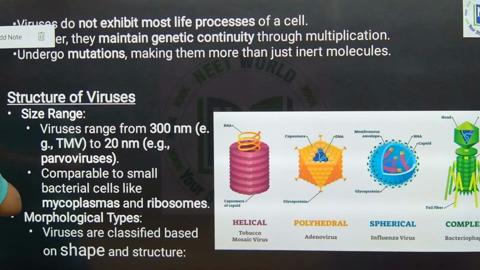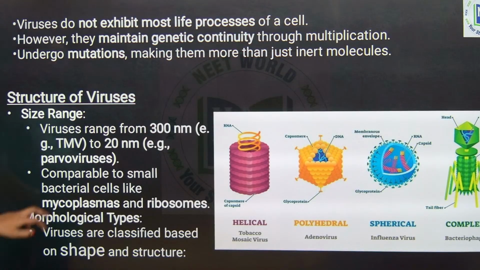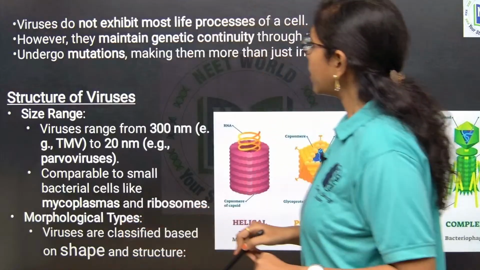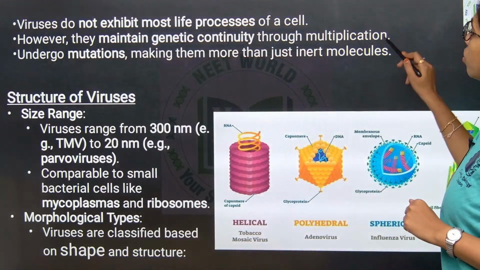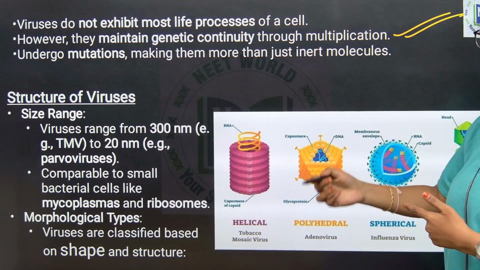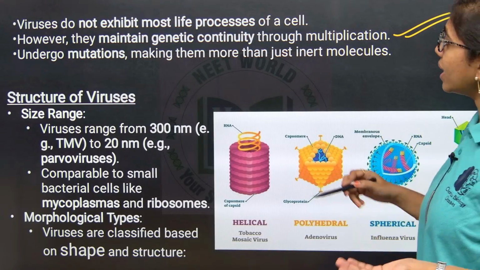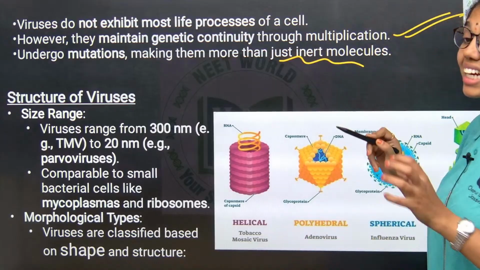Viruses do not exhibit most life processes of the cell. Okay, that is why they are not termed as living cells. However, they maintain genetic continuity through multiplication. Through multiplication, they will maintain the genetic continuity. They will undergo mutations, making them more than just inert molecules.